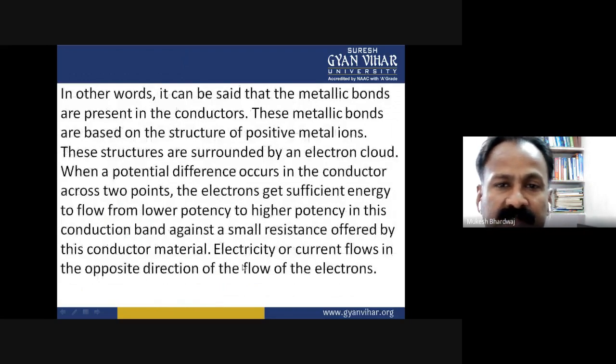In other words, it can be said that metallic bonds are present in conductors. These metallic bonds are based on the structure of positive metal ions. These structures are surrounded by an electron cloud. When a potential difference occurs in the conductor across two points, the electron gets sufficient energy to flow from lower potential to higher potential in this conduction band against a small resistance offered by the conductor material. Electricity or current flows in the opposite direction of the flow of electrons.